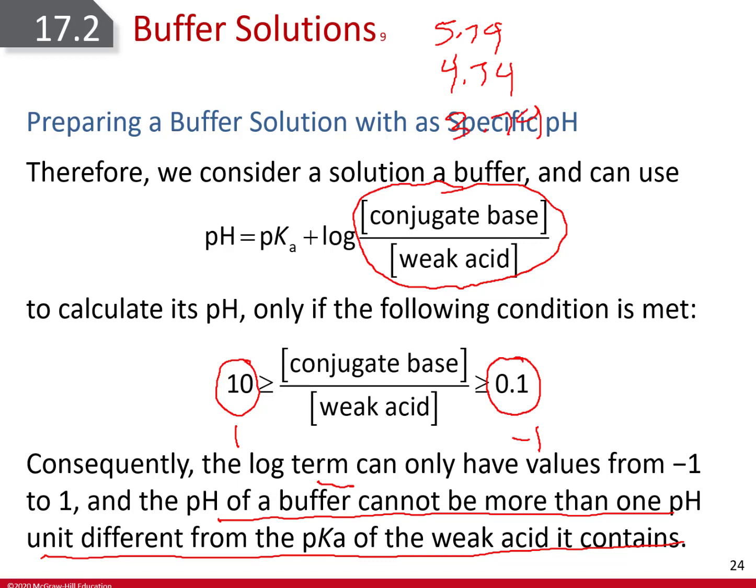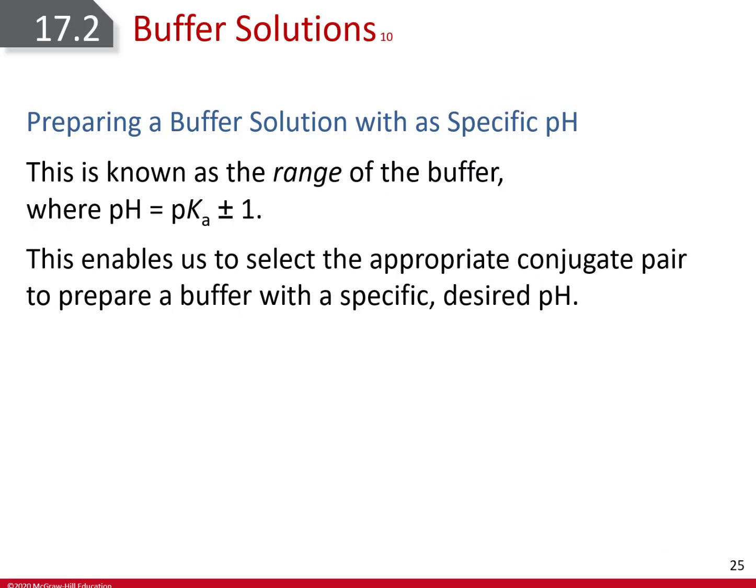If we do, we're outside the buffering capacity, and you need to choose a different weak acid and its conjugate base. So if you want a pH of around 4.74, the acetic acid buffer is a great buffer. But if you want something around a pH of, say, 8, this isn't going to work. So how do we quickly know what's going to work and what's not going to work? Well, the pH equals the pKa plus or minus 1. That's the range of the buffer. You find the pKa plus or minus 1, that's the range of the buffer.